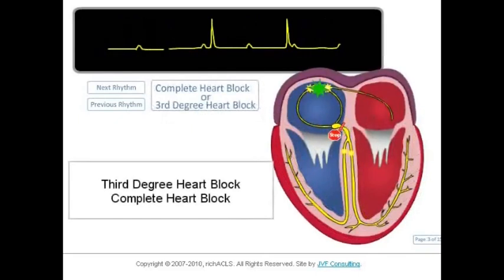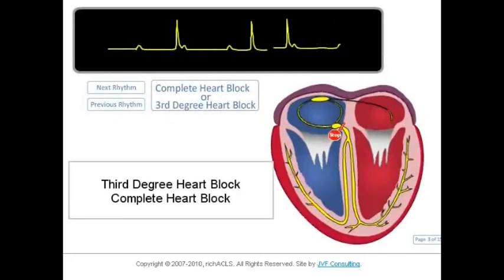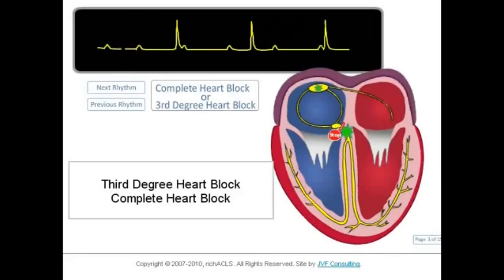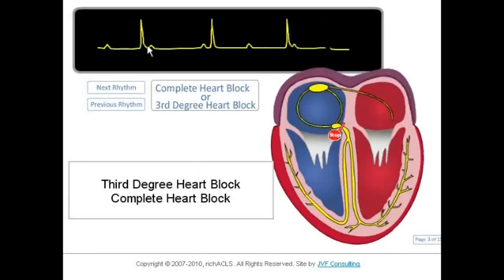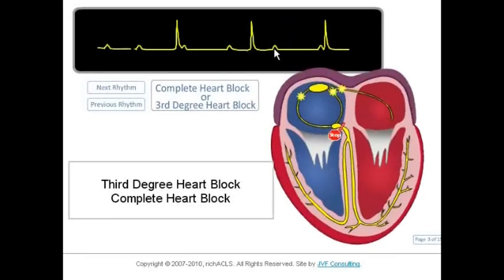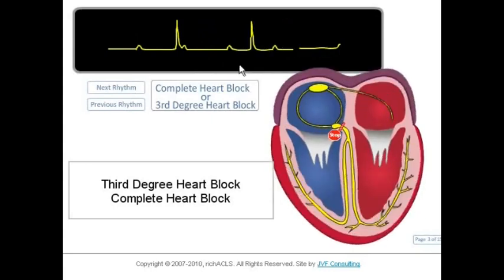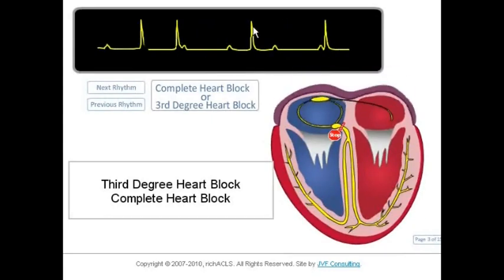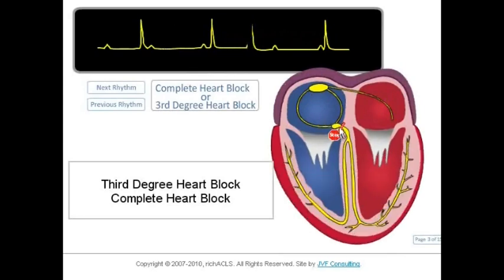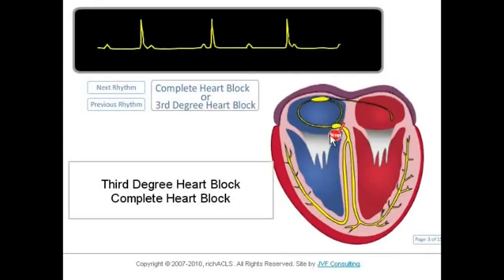Here is third degree heart block, also called complete heart block. The unique characteristic of this rhythm is the dissociation of atrial and ventricular conduction. There is no PR interval. The atrium is firing at a different rate than the ventricles. The atrial rate here is about 60, and the ventricular rate is about 30. The AV node is damaged and cannot conduct impulses from the atrium to the ventricles.